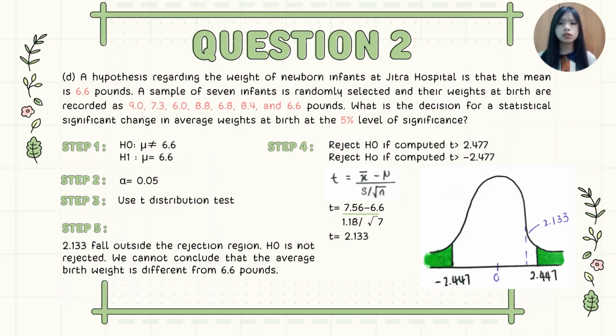Then we calculate t with the formula: sample mean minus mu divided by standard deviation divided by square root of n. The sample mean and standard deviation are calculated from the given data. So t is equal to 7.56 minus 6.6 divided by 1.18 divided by square root of 7. Then we get the answer 2.133. Then we draw the bell-shaped graph and make the decision that 2.133 falls outside the rejection region, so H0 is not rejected. We cannot conclude that the average birth weight is different from 6.6 pounds.